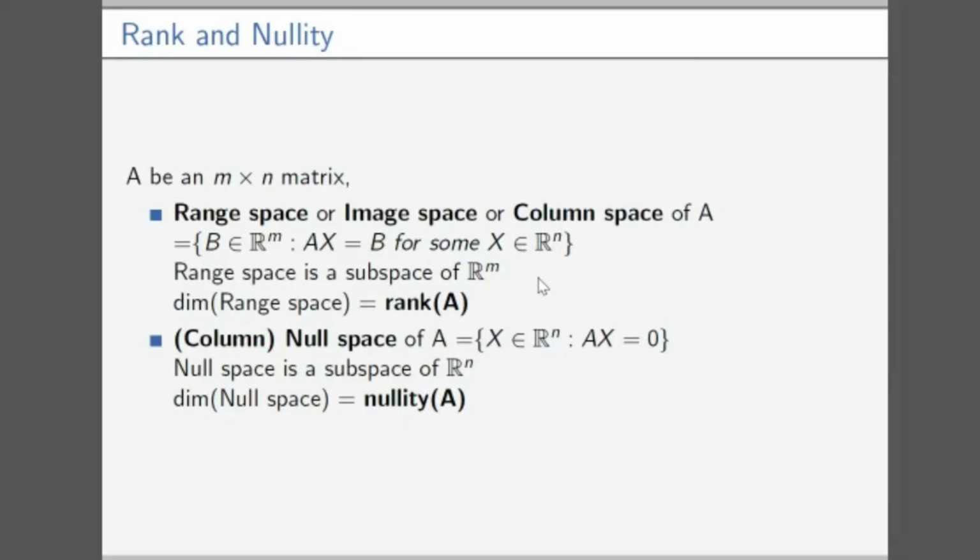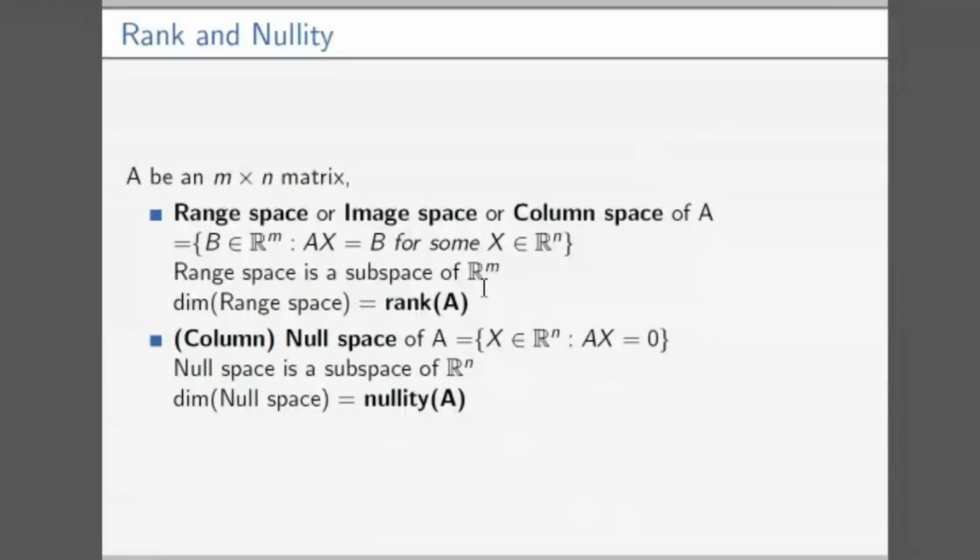Here we have a new definition in terms of something called the range space. If A is an m by n matrix, the range space, or image space, or column space of A is defined as the set of all elements in R^m such that each is the image of some x in R^n under A. This range space is a subspace of R^m, and the dimension of the range space is the rank of matrix A.